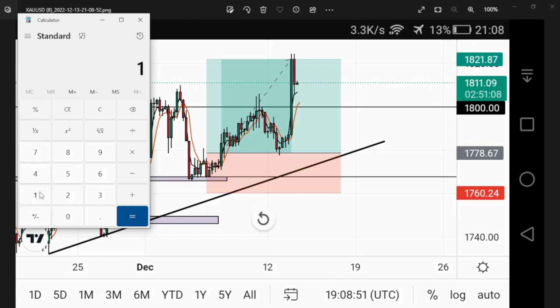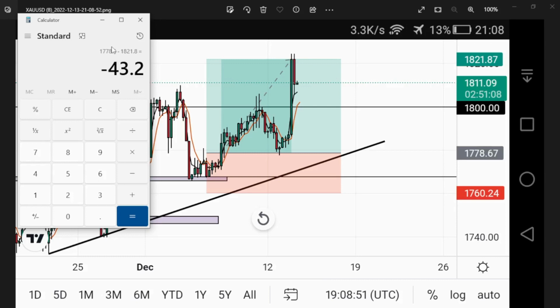So we look at the pips for the take profit. 1778.6 minus 1821.8, 43.2. So I'm losing 18 pips, $18 to gain $43. Good risk to reward ratio for me, more than 2. This is how you calculate pips on gold.